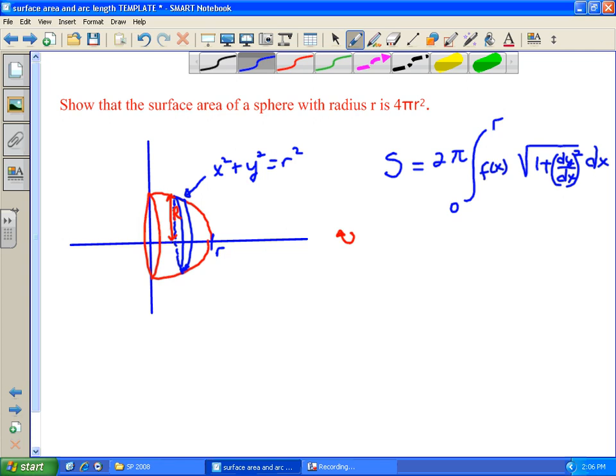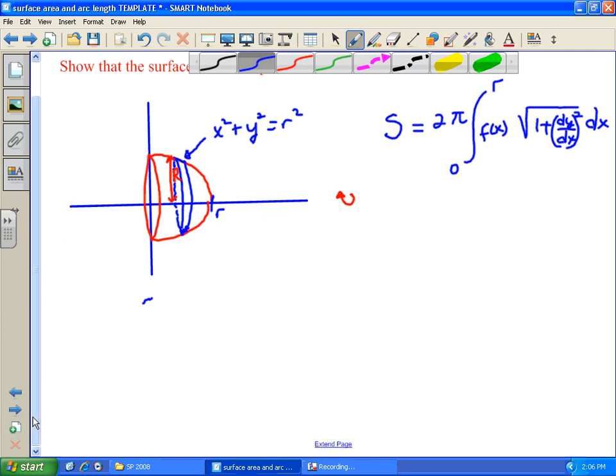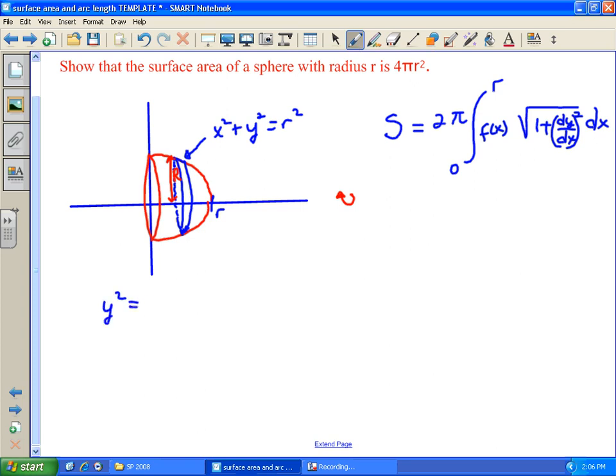In order to find dy dx, in order to plug in f of x, I need to know what is y in terms of x for this circle. What is y? Since x squared plus y squared equals r squared, what is y in that equation? Would everybody agree with this? I just solved for y in the equation of a circle. Normally it's plus or minus. Why am I taking only the positive one?